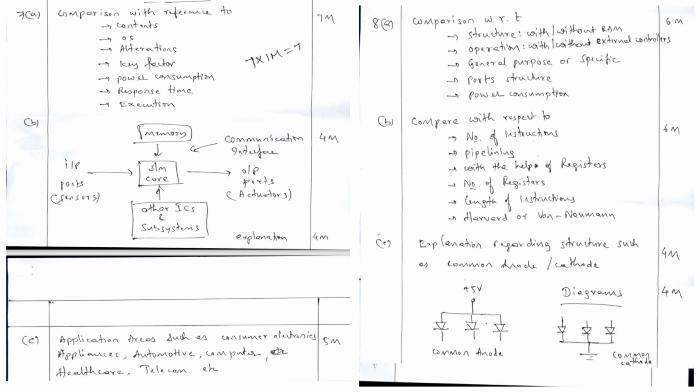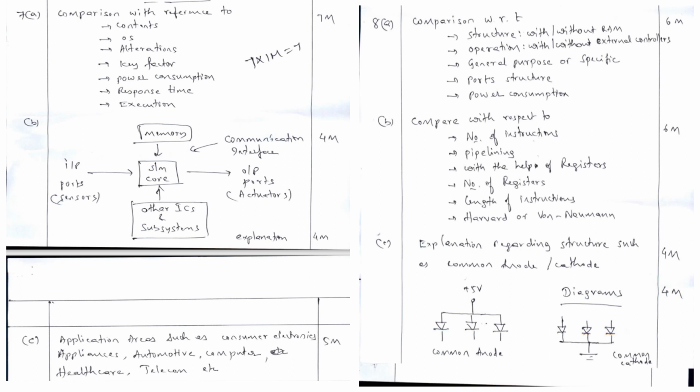And with respect to number of instructions and pipelining, that is CISC and RISC: what is CISC, what is RISC. How many instructions can be used in each of the RISC and CISC, how the pipelining structure is done, what registers are used in RISC and CISC, how many registers are used, what will be the length of instruction, what architecture RISC and CISC is following, whether it is Harvard or von Neumann. All those when you compare, it carries 6 marks.